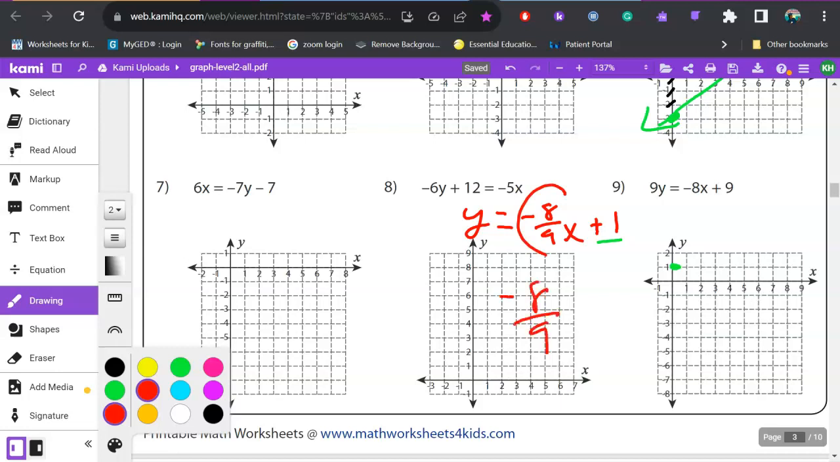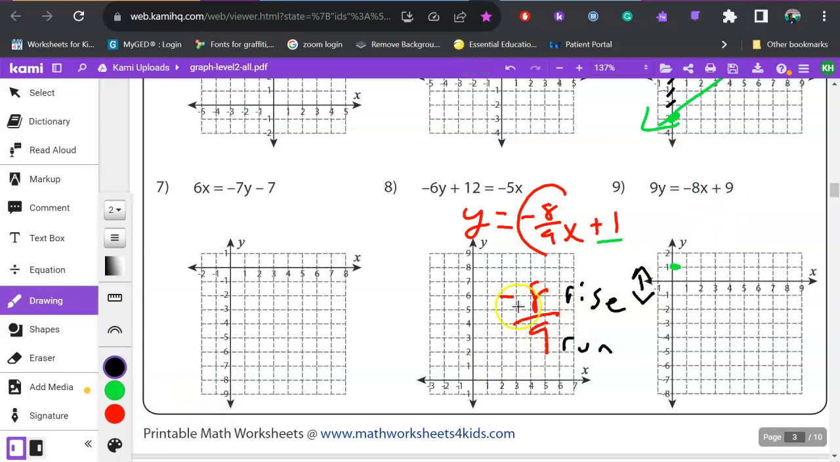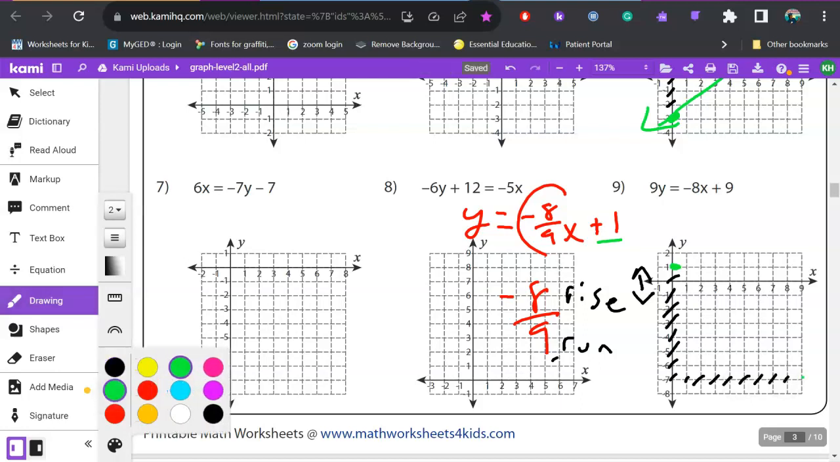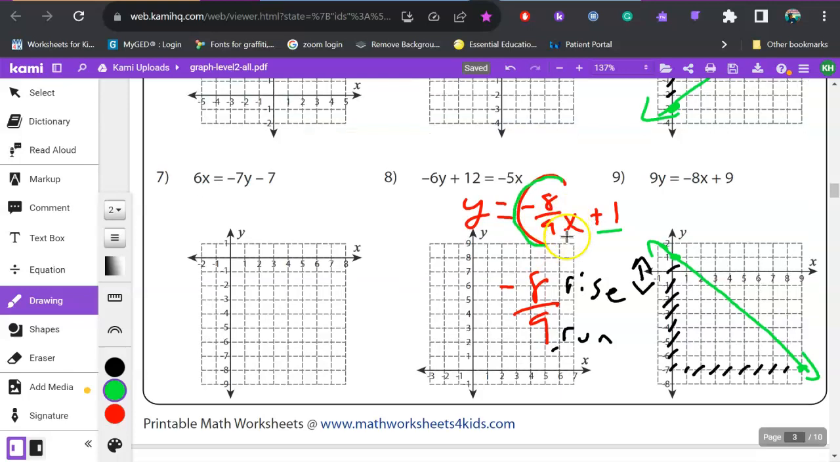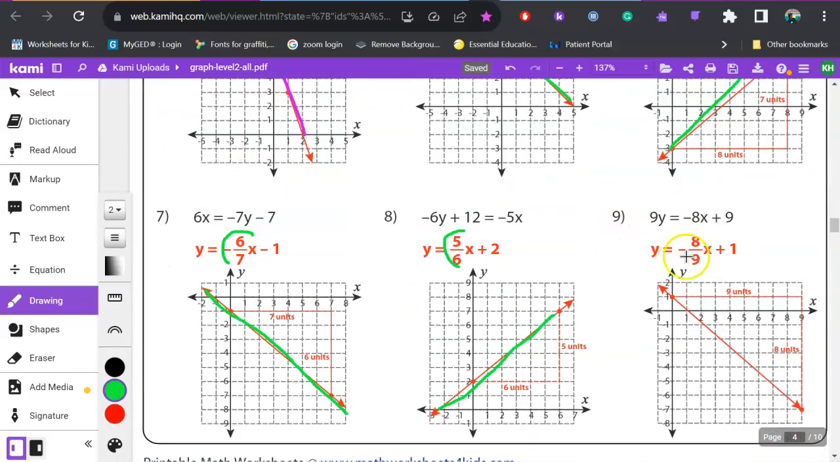Negative 8 over 9. And remember, that's the rise. This is the run. And a rise can go up or down, depending on the number. It's a negative 8. So yes, we're going to go down. 1, 2, 3, 4, 5, 6, 7, 8. And then run 9. 1, 2, 3, 4, 5, 6, 7, 8. And 9. There it is, creating our graph. That's a negative slope, which is good because we ended up with a negative slope in our math. Okay, so verify. There it is, negative slope, negative graph.